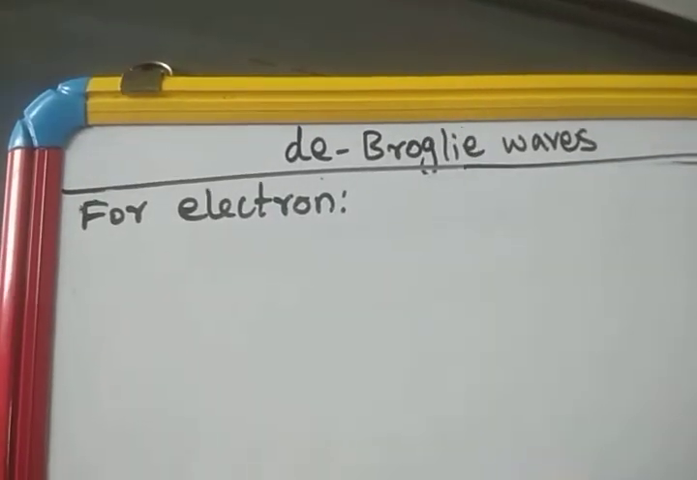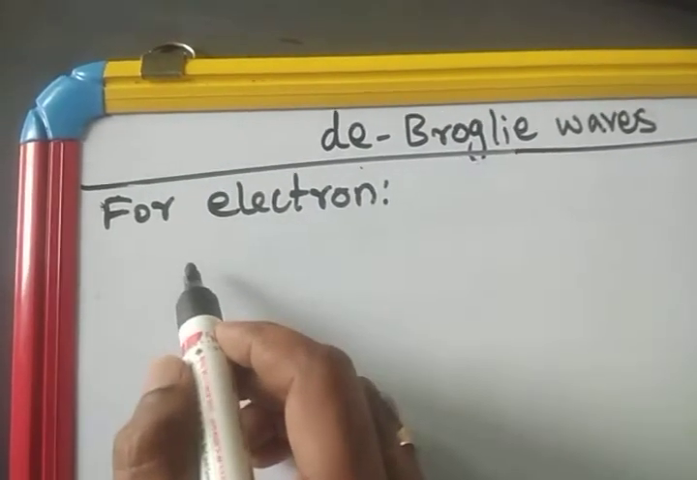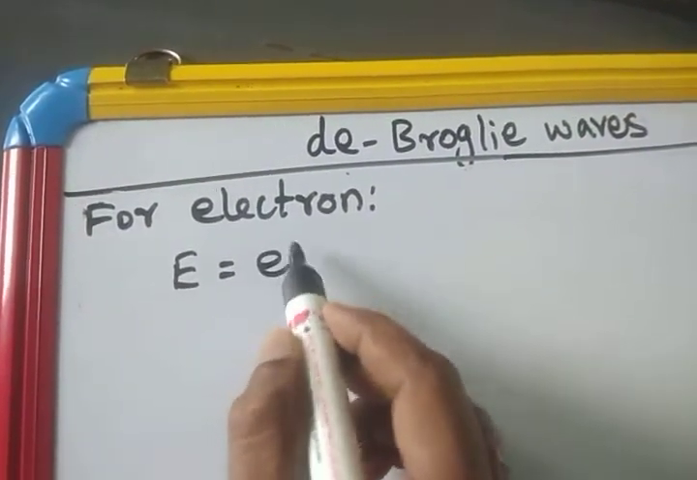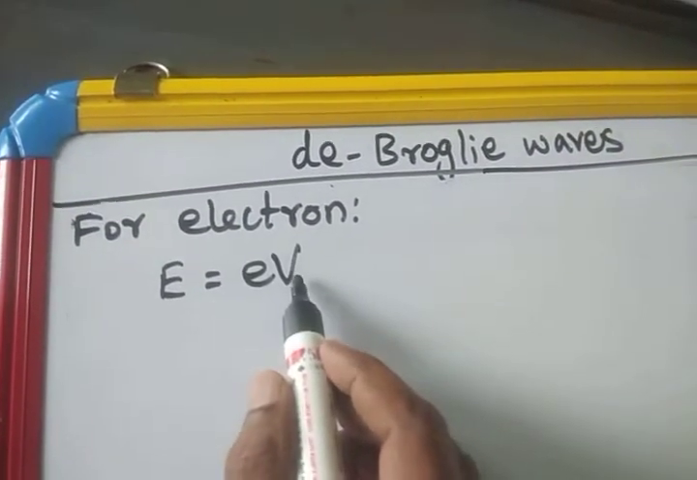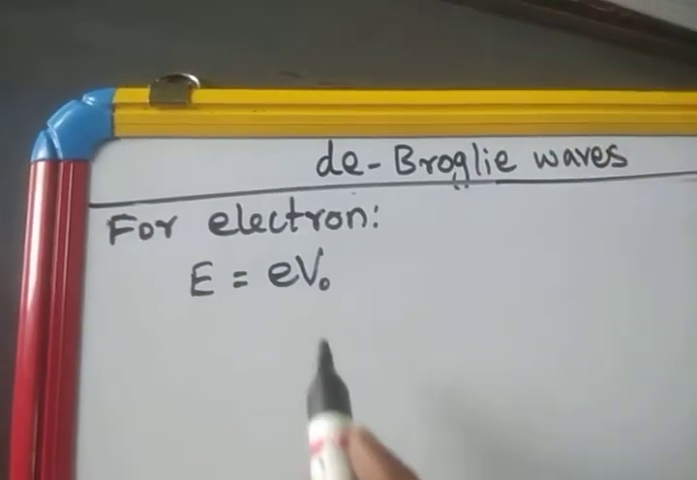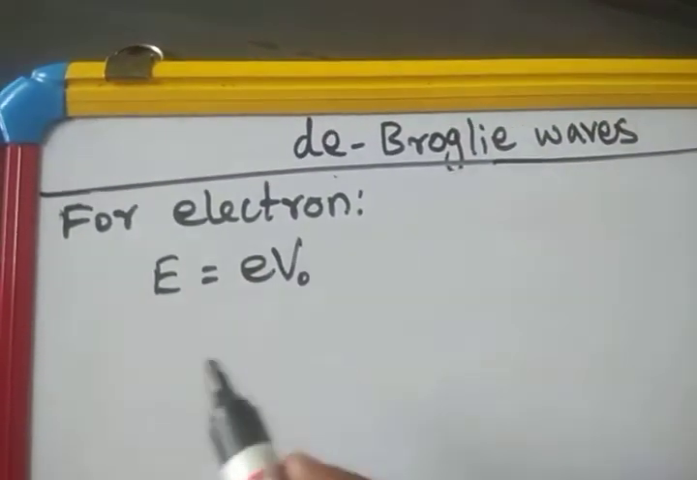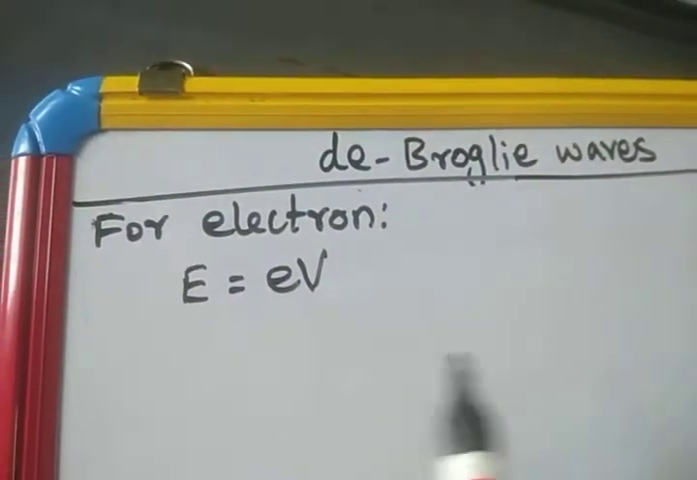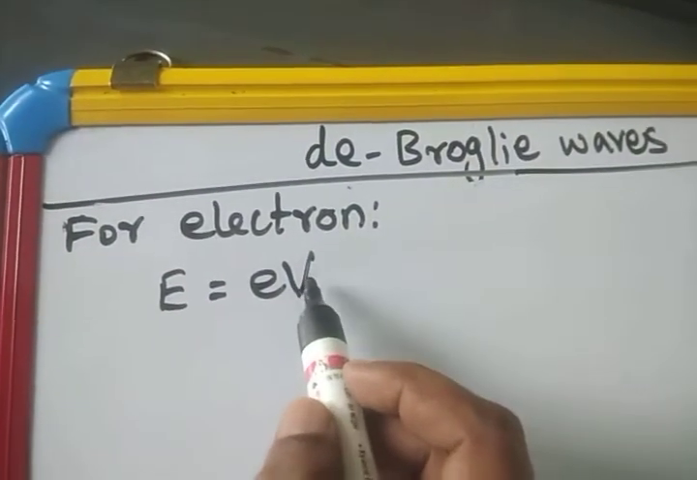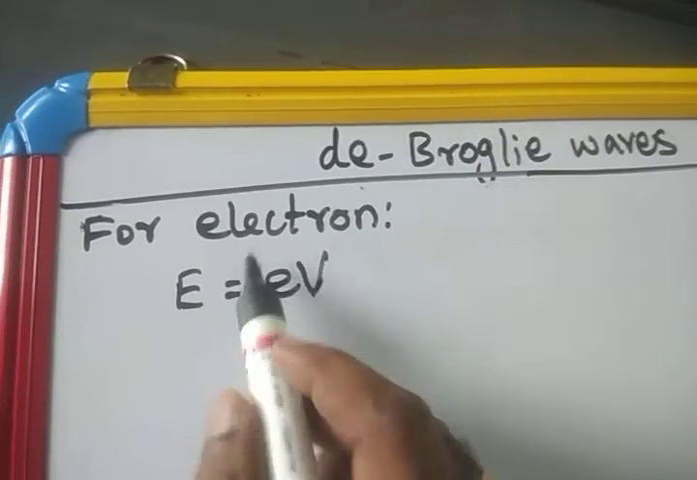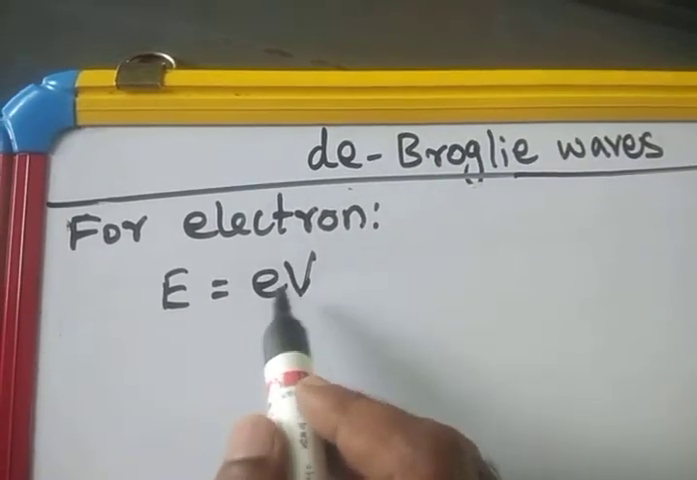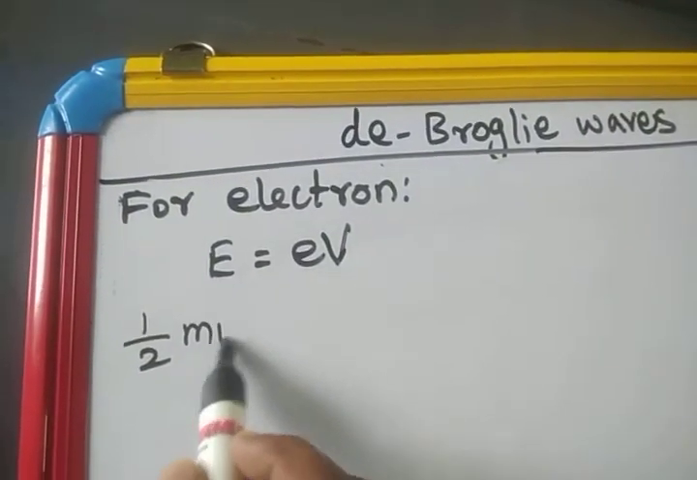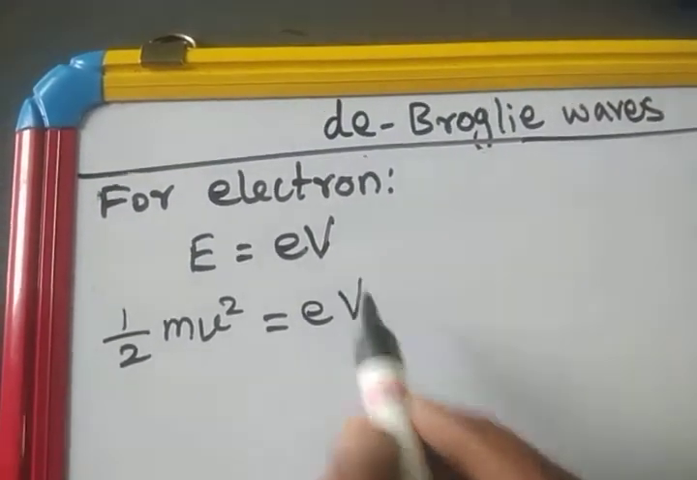Now the De-Broglie waves for an electron. Whenever the electron is moving, its energy is equal to eV. V is the applied voltage, not a stopping potential. I can say that it is eV or eV naught, that is the applied potential. So if voltage V is applied on the electron, the energy possessed by this electron is eV. This energy is equal to the kinetic energy of the electron.